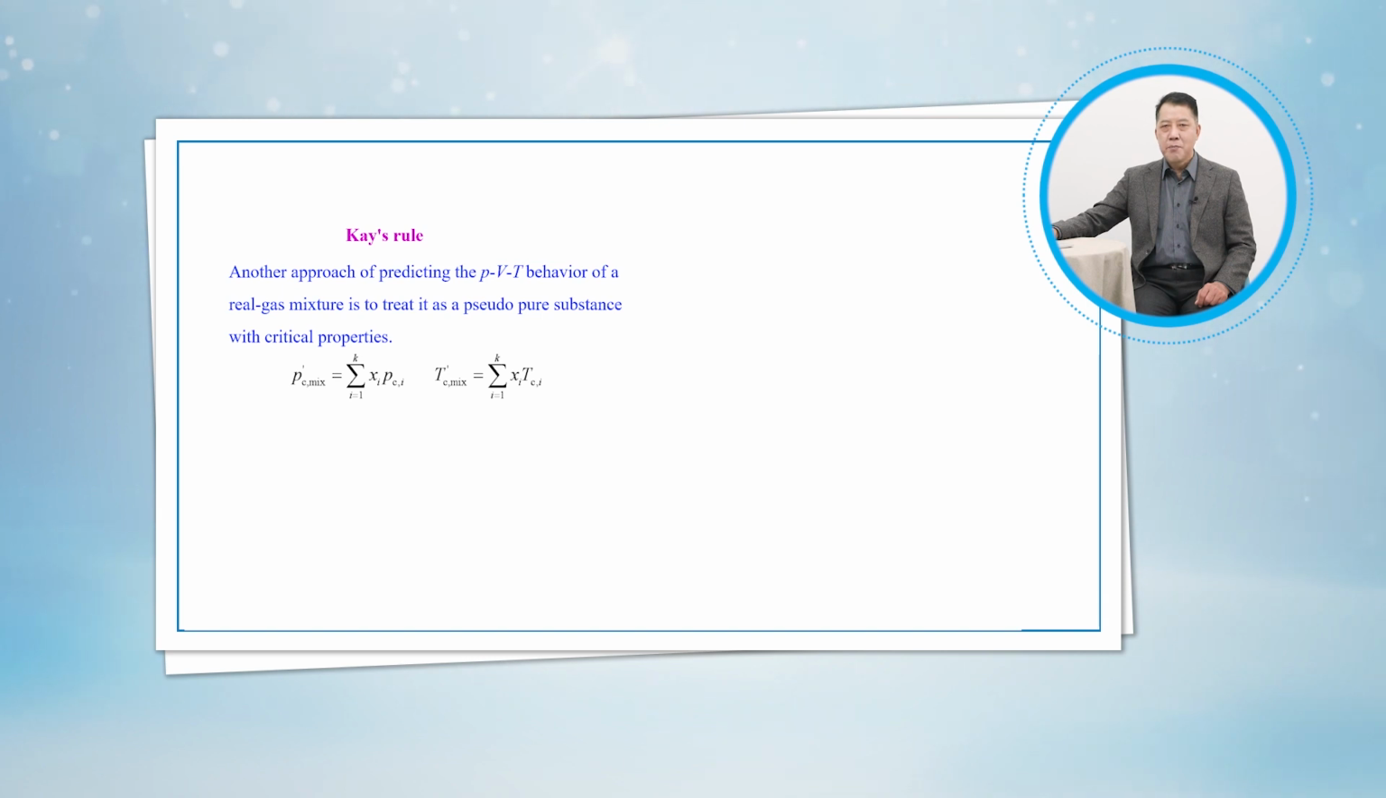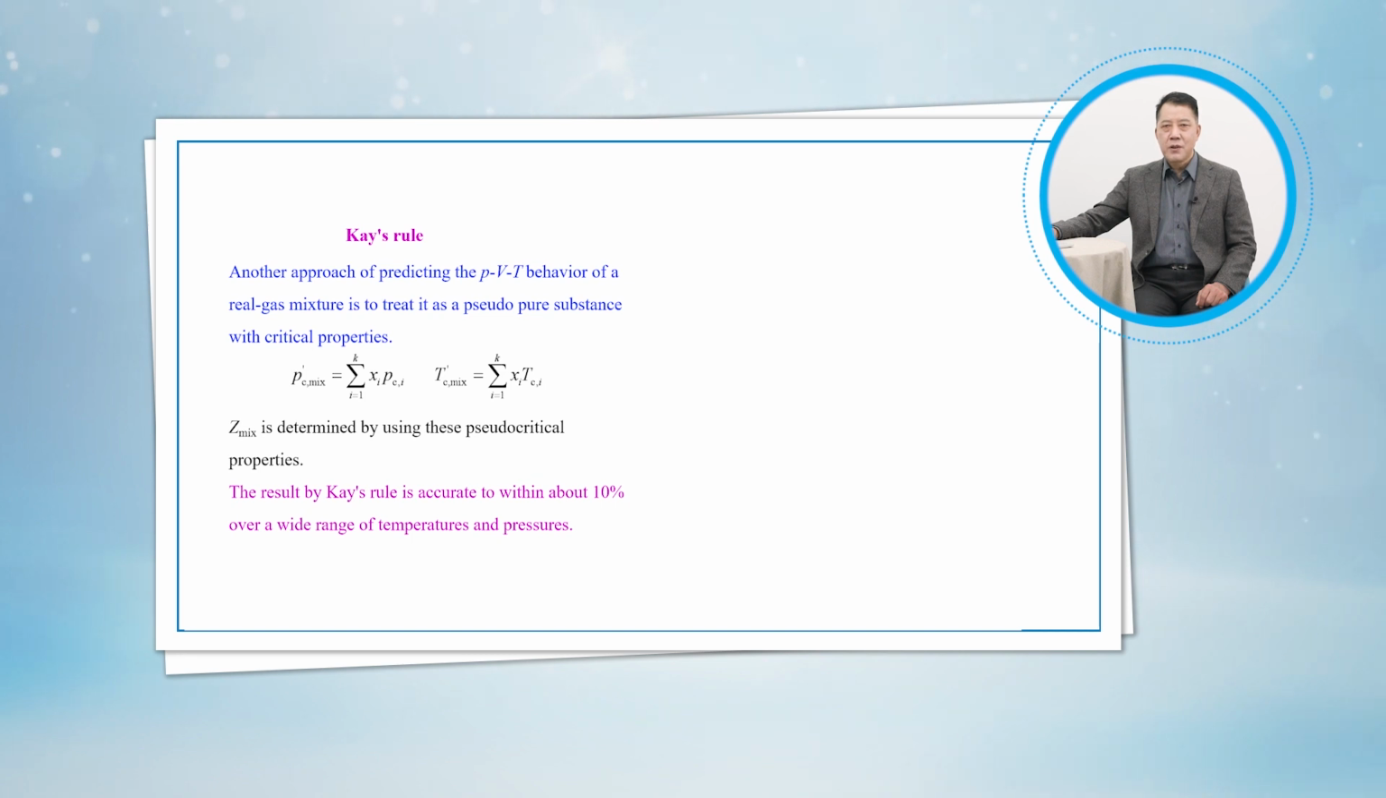PVT behavior of a gas mixture is to treat the gas mixture as a pseudo-pure substance. One such method proposed by W. B. Kay in 1936 and called Kay's rule involves the use of a pseudo-critical pressure and pseudo-critical temperature for the mixture, defined in terms of the critical pressures and temperatures of the mixture components. The compressibility factor of the mixture is then easily determined by using these pseudo-critical properties. The result obtained by using Kay's rule is accurate to within about 10% over a wide range of temperatures and pressures, which is acceptable for most engineering purposes.